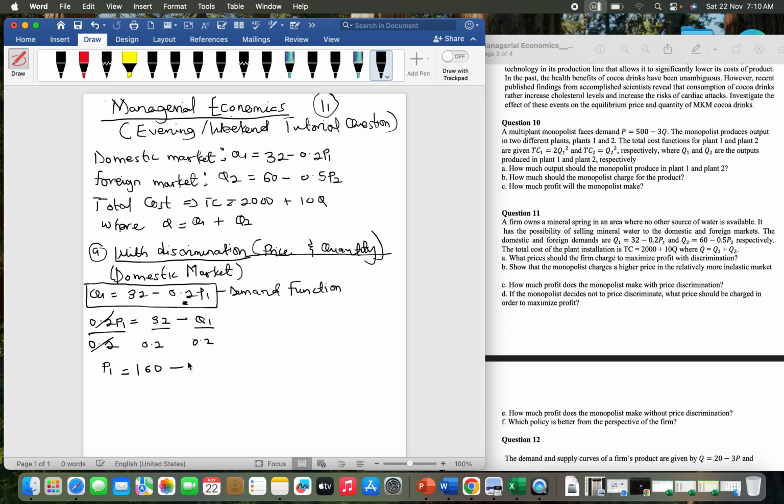minus, now there's 1 Q1, but we don't write 1Q1. So 1 divided by 0.2 gives us 5. So 160 minus 5, you bring back the variable, 5Q1. So this is our initial price. So this is P1. So price 1. That's what I've done, P1.